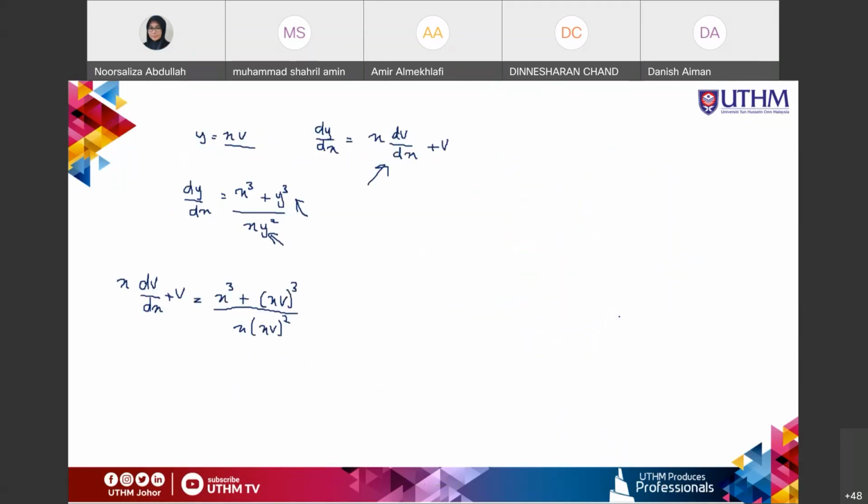Okay, now we separate the variables. We have x dv over dx equals this v, you bring it to this side first, so you have here x power of 3 plus x power of 3 divided by x, minus v.